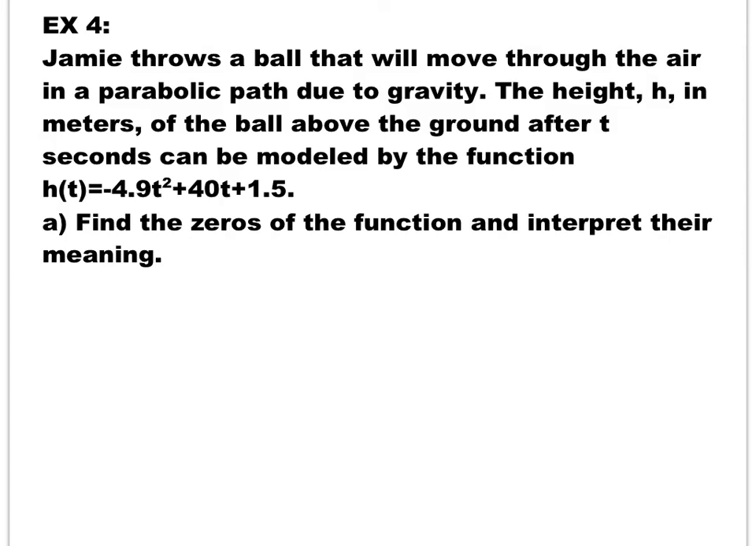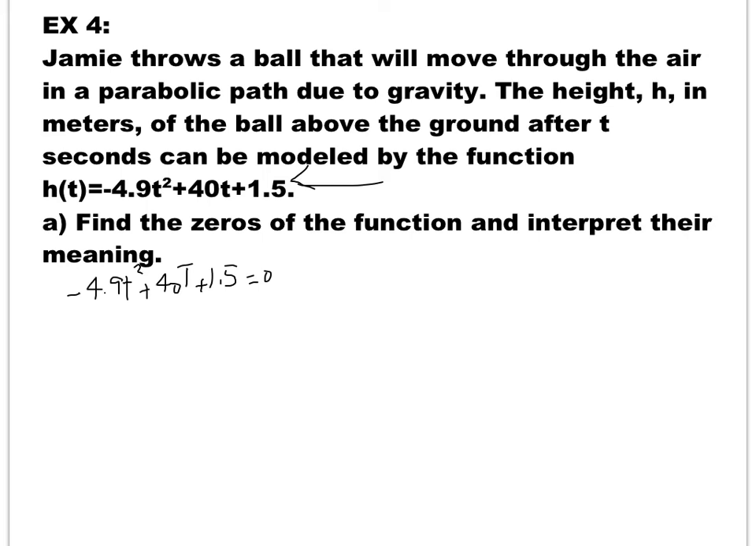In the next example, we have Jamie, who throws a ball that will move through the air in a parabolic path due to gravity. The height is given by this formula here. We are supposed to find the zeros. To find the zeros, we just make h equal to 0, use the quadratic formula, and solve the problem. So we are going to say negative 4.9 t squared plus 40t plus 1.5 is equal to 0.